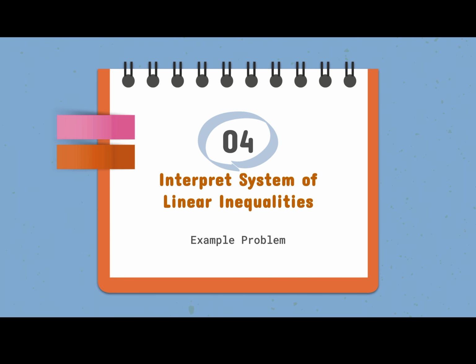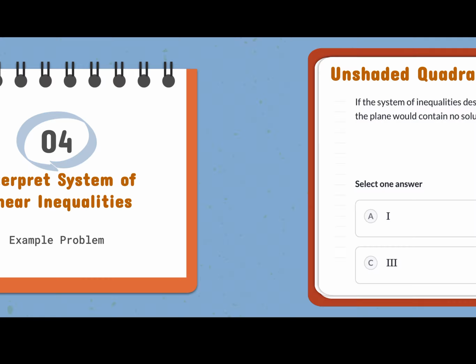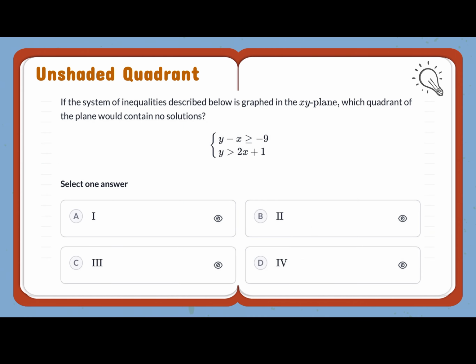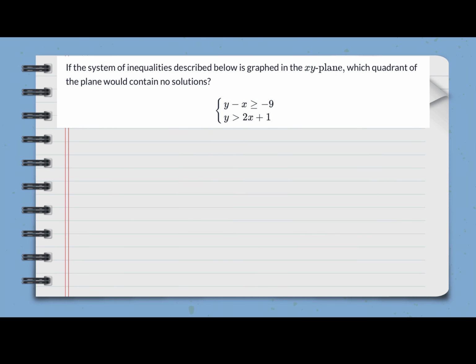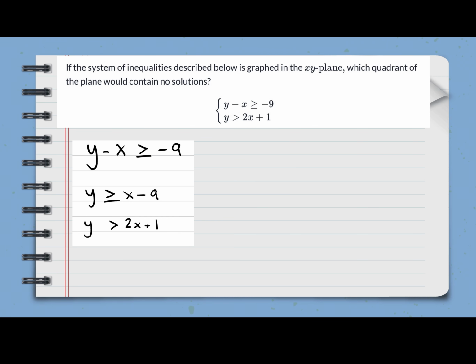Okay, for our last subtopic for this topic, interpret system of linear inequalities. So we have a system here, which quadrant has no solutions. So be sure to read the questions carefully. And we find that when you solve, just convert it so it's easier to read. So this top one will just turn into y is greater than or equal to x minus 9. And then we have y is greater than 2x plus 1.